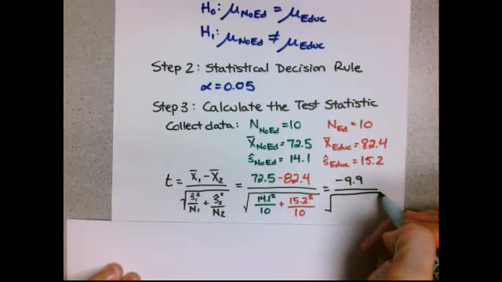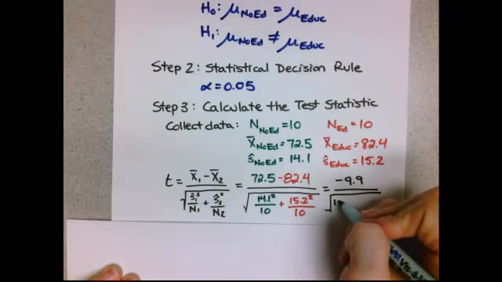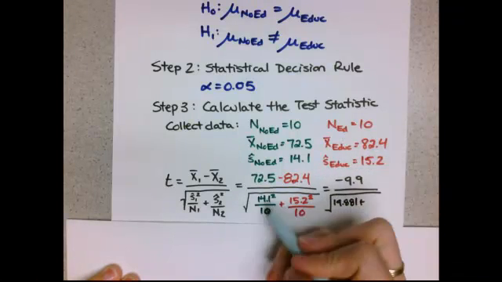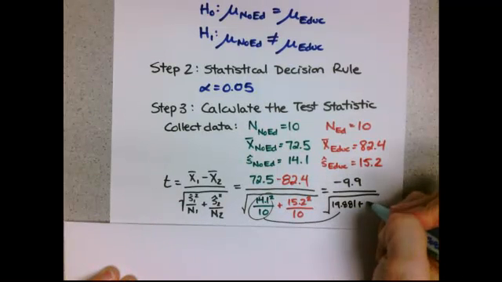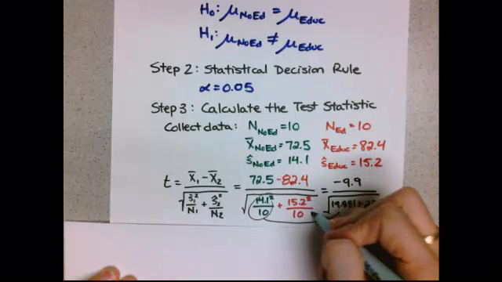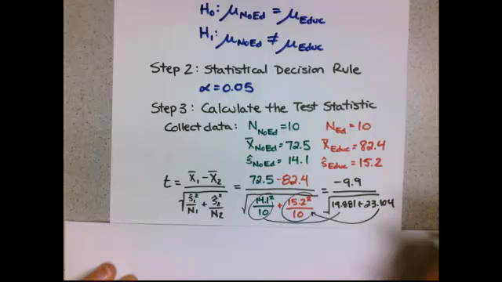And then in our denominator, we're going to have 19.881 for this part here, plus 23.104. That's for this part here. Remember, square it first, then divide by 10. That's important.